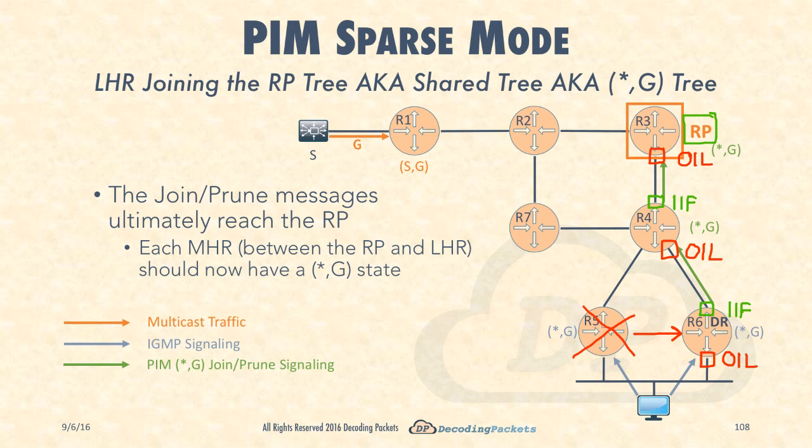The second part of this, the S comma G join, we covered it backwards. So now the RP can start the S comma G join process. But really, this is the first part of that process.